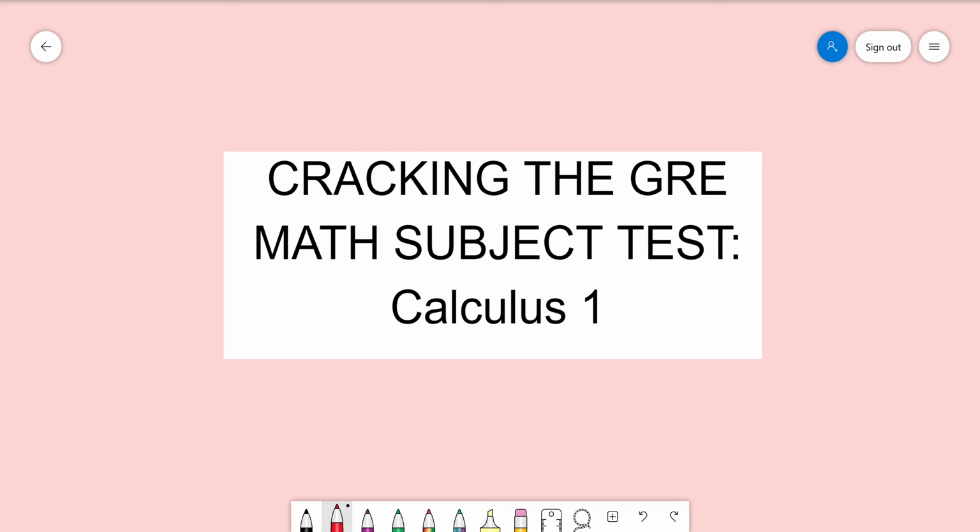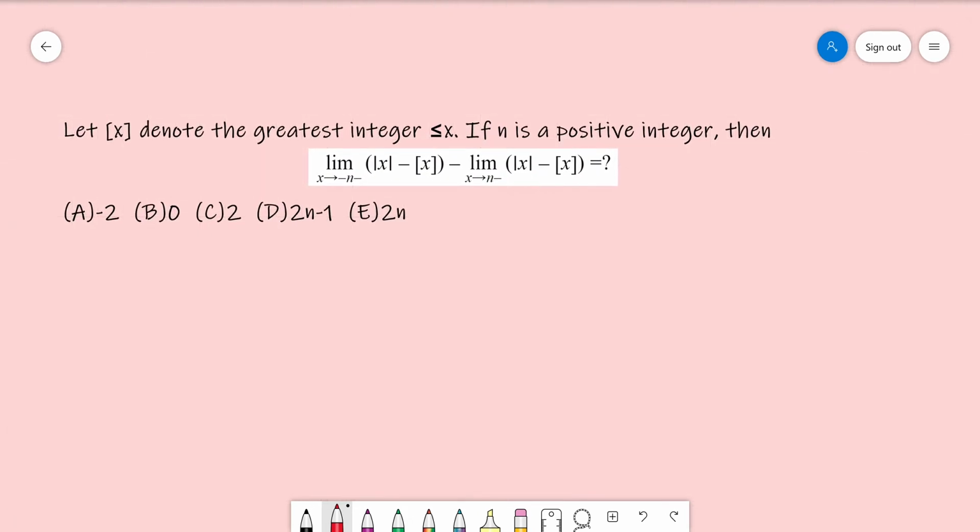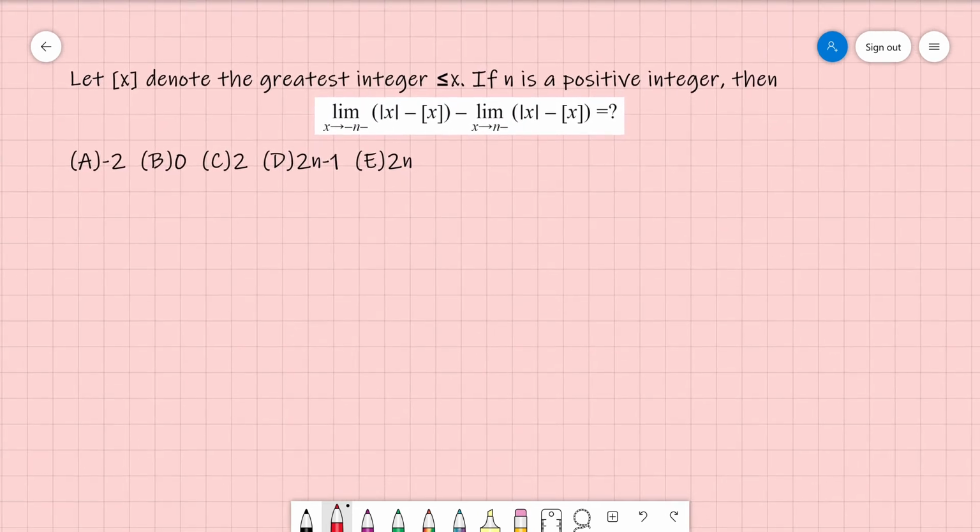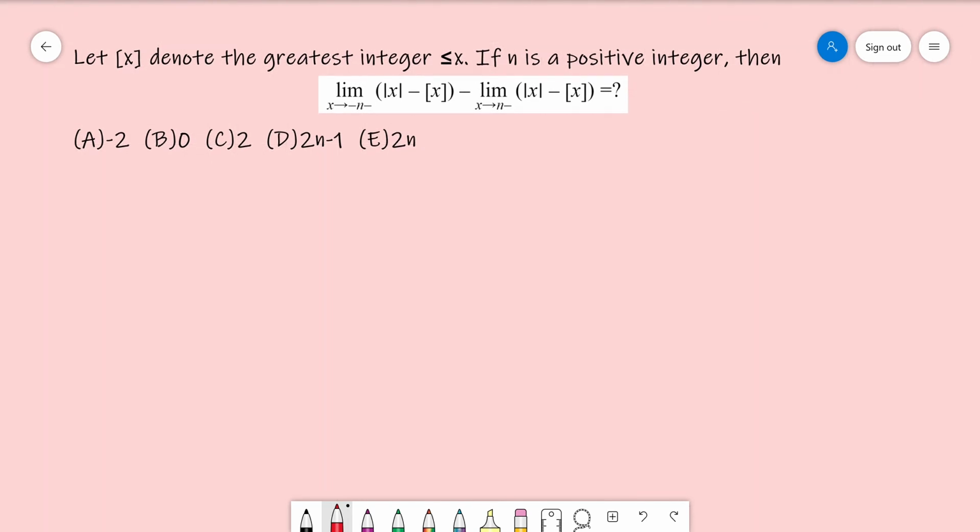This is Calculus 1. We're on the third question, and this question is a little bit tricky because you can make a mistake here pretty easily, but I think it's not so bad if you draw a picture, so I'll show you how to do that. We're given that this x in brackets is the greatest integer less than or equal to function. Some people call it the floor function. I'll show you what it means.